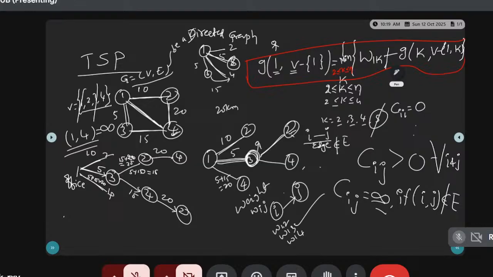Using the principle of optimality, take the following equation. Write down the following equation directly, note down the equation.